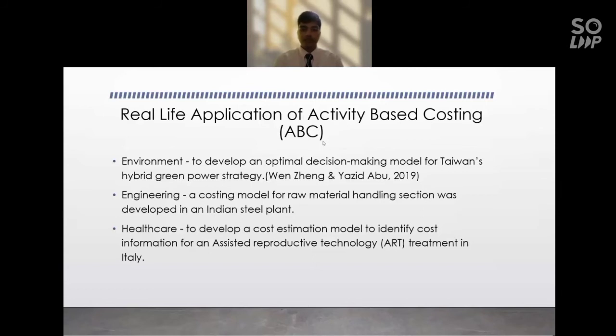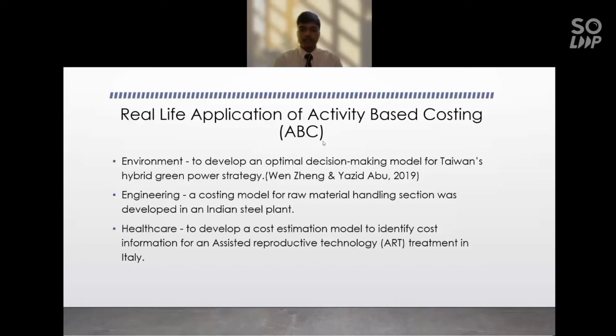A comprehensive model developed based on activity-based costing helped the management to have a clear picture of the actual cost information and understand all the activities involved in each process of the green electric power system. As a result, management was able to make better decisions in order to get the maximum profit for green power planning.